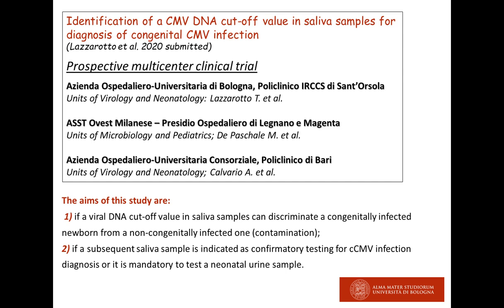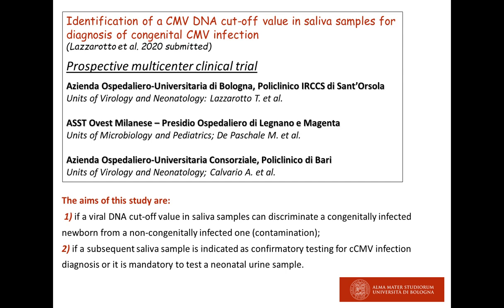And the title of this prospective multicenter clinical trial is identification of CMV DNA cutoff value in saliva sample for the diagnosis of congenital CMV infection. It is a multicenter clinical trial, and there are 3 centers. The first center is here in Bologna, in my hospital. The second center is a hospital very close to Milan, and the last hospital is in South Italy, Bari.